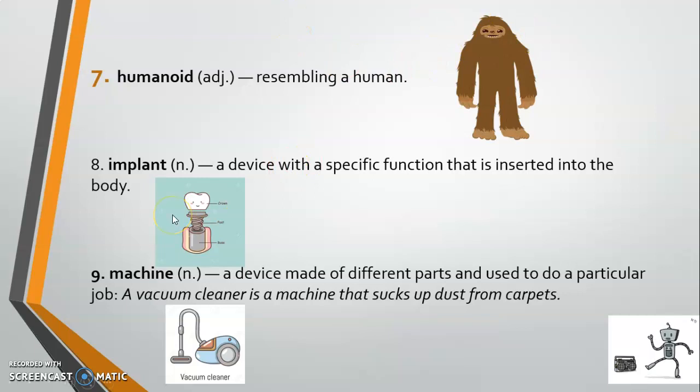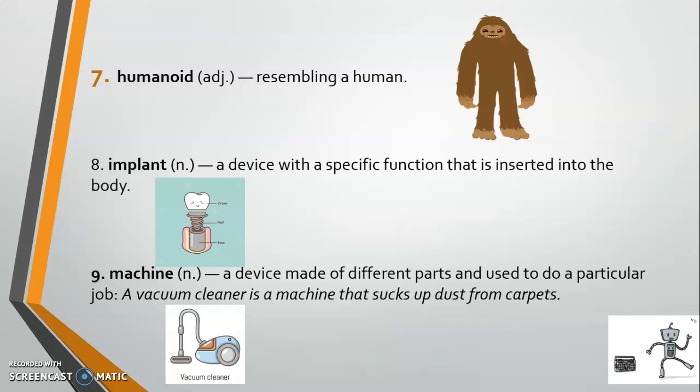Next word, implant, is a noun as well, a device with a specific function that is inserted into the body. For example, a sentence with that word, it can be, my grandmother has a dental implant. Mi abuelita tiene implantes dentales.